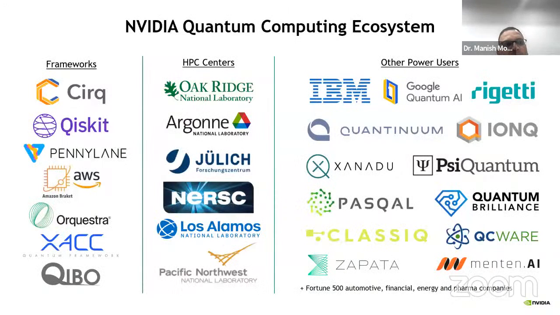I guess this is the slide where we are showing the frameworks already accelerated using GPU. Here on the left side you will see Cirq, Qiskit, PennyLane, AWS Braket, and all other frameworks. Similarly, we are working with almost all the world's HPC centers and implementing these. And the other power users we are collaborating with are IBM, Google, and you name it, we have it, right?